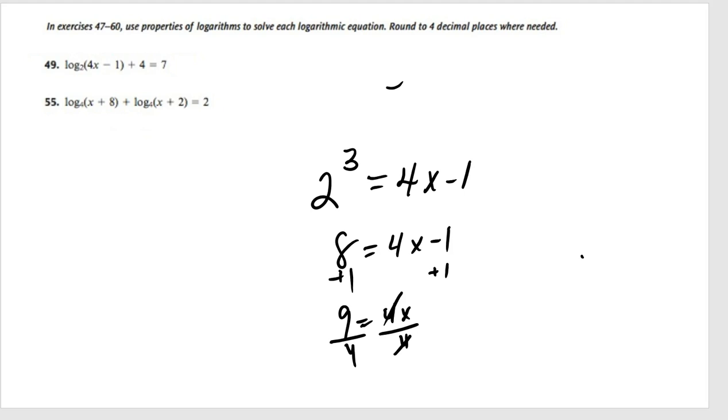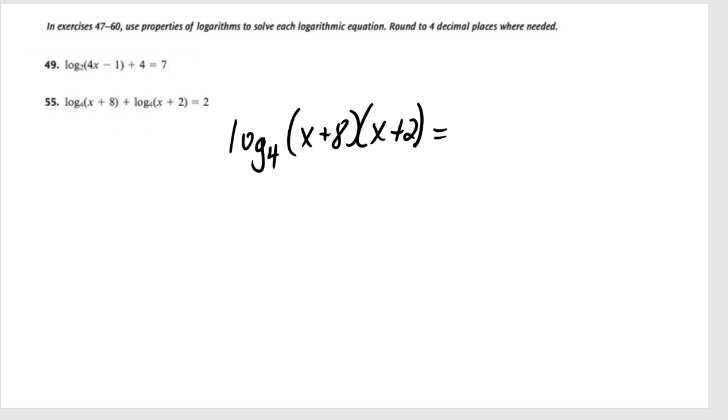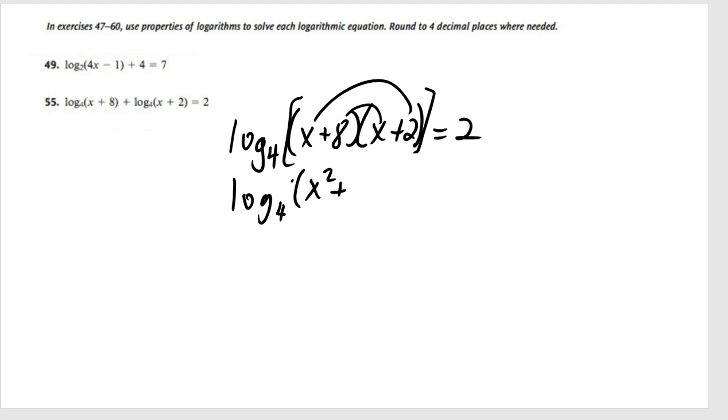One more problem. Let's talk about number 55. You can see that there's addition between the two logarithms. So that's going to indicate the product rule. Same base, so it's going to be log base 4 of x plus 8 times x plus 2 is equal to 2. So I can write that as the log base 4 of x squared plus, if I distribute this out, 10x plus 16 is equal to 2.